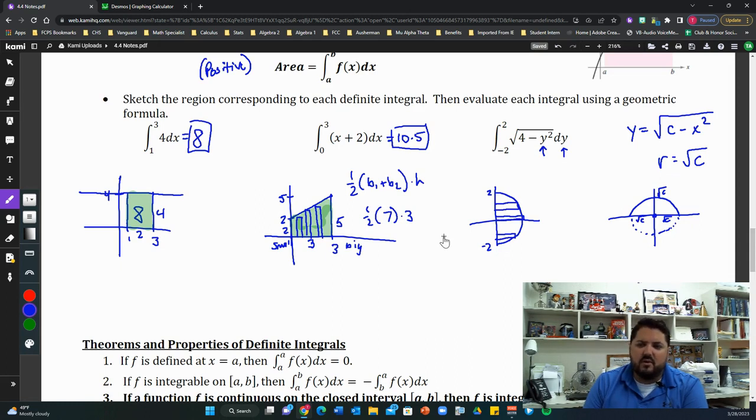So for that area, again, we don't need to do a Riemann sum. The area of a circle is pi r squared, so the area of a semicircle is pi r squared over 2. Well, I know my radius is 2 for this, so that would just give me pi times 4 divided by 2, or an area of 2 pi. So that is the value of that definite integral.